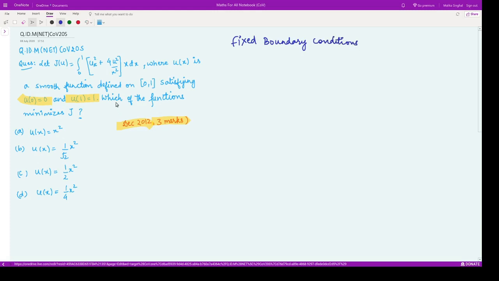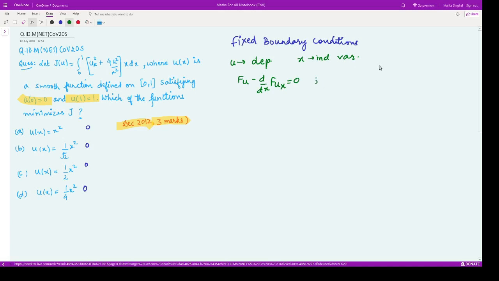So we need to suggest which of the following minimizes J. So we need to tell out of these 4 which is the solution. So let us get started. Let us first write the Euler-Lagrange equation. For that you must determine that u is the dependent variable and x is the independent variable, right? So what would be our Euler equation? That would be f_u minus d/dx of f_{u_x} is equal to 0.